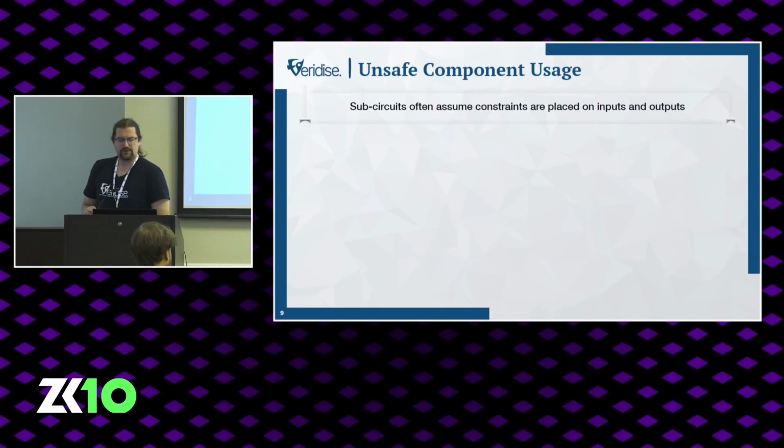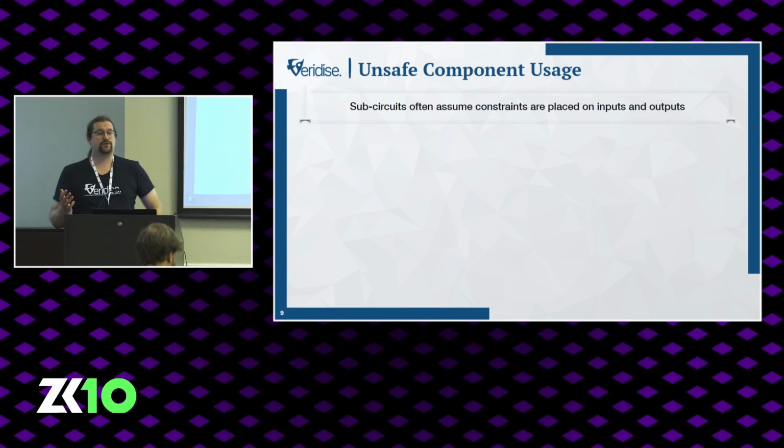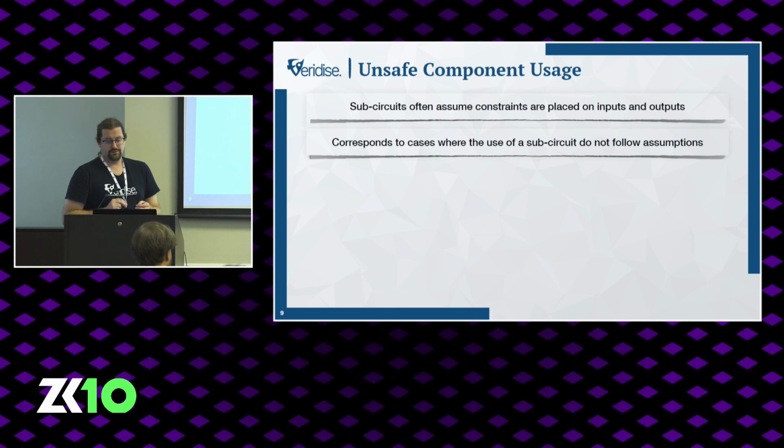Okay, so now we're going to look at some examples where subcircuits are incorrect. Basically what we found is that in a lot of cases, subcircuits often assume that constraints are going to be placed on either the inputs or the outputs, but this does not always occur. This corresponds to cases where subcircuits do not follow certain assumptions.